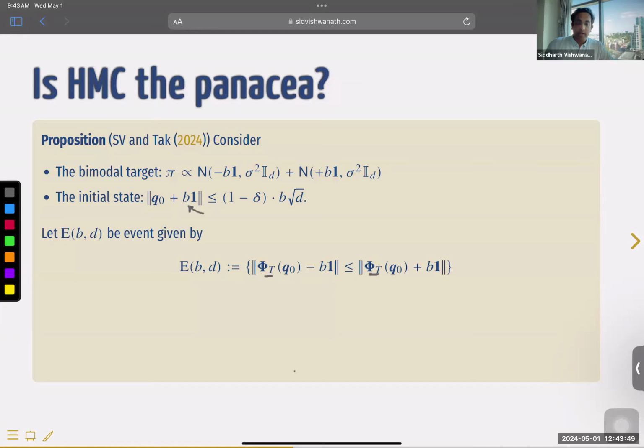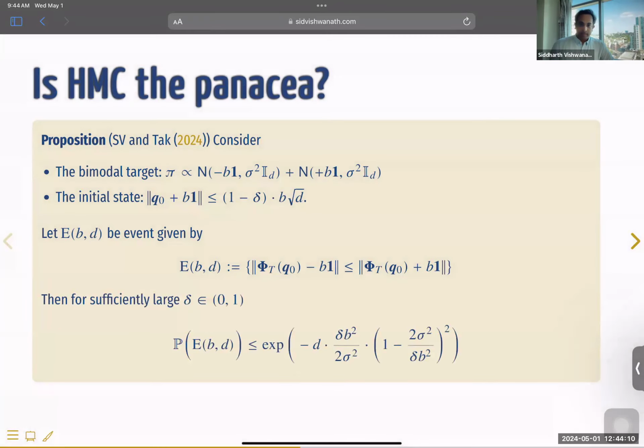And now we can ask, what is the probability of this event? How often does this happen? Because ultimately, if we want to investigate whether Hamiltonian Monte Carlo is able to jump between modes, we need to know what is the probability of transitioning from one mode to the other. It turns out that this probability is given by this result over here. If you take delta to be sufficiently large, I will mention what sufficiently large means in just a second.